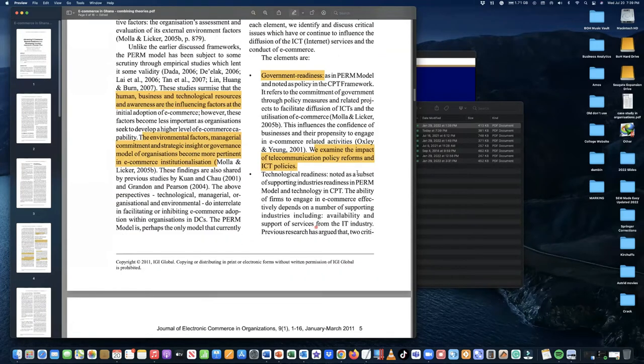Technological readiness, noted as a subset of supporting industries in the PEM model. So PEM model doesn't have any factor at a high level called technology readiness, but they have what they call supporting industries. Within the supporting industry, one of the variables is called technological readiness. So it is noted as a subset of supporting industries in the PEM model, or as noted as technology in the CPT. Do you understand it now? Yes, Prof. Okay.